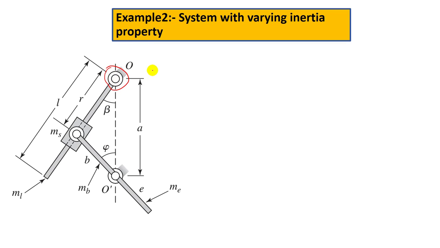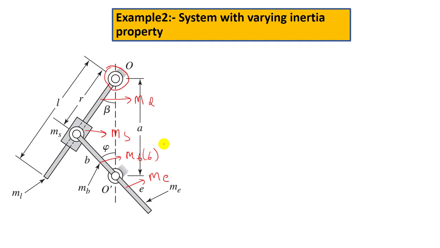Now in this system there are a total of 5 masses. The first one is ml, the second one is this rectangular block ms, the third one is this block with mass me and length e, and the fourth one is this block which connects O dash to another pivot point located at the rectangular section. The length of this block is b.